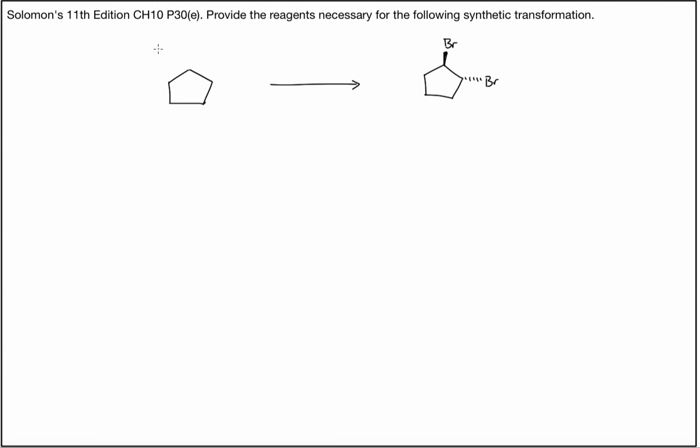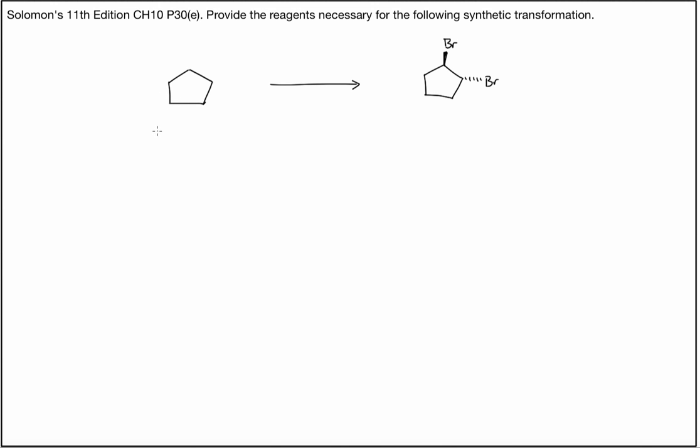In this screencast, we're going to look at problem 30 of chapter 10 in Solomon's 11th edition of Organic Chemistry. This question asks us to provide the reagents necessary for the following synthetic transformation. As a general strategy, what I like to do is look at the starting material and the product and write down what the major functional group is in each of these.